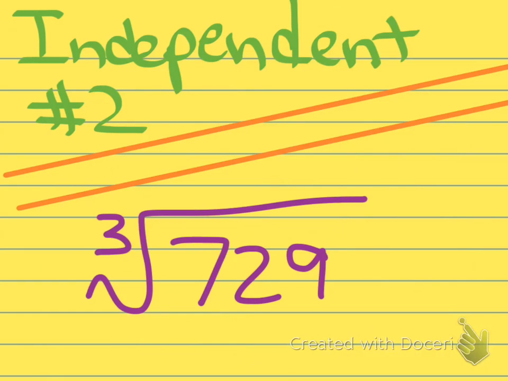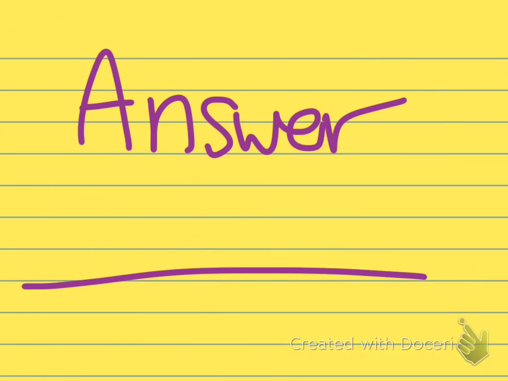Independent example number 2. Let's give you a harder one. The cube root of 729. This time we will give you about 20 seconds to solve this.